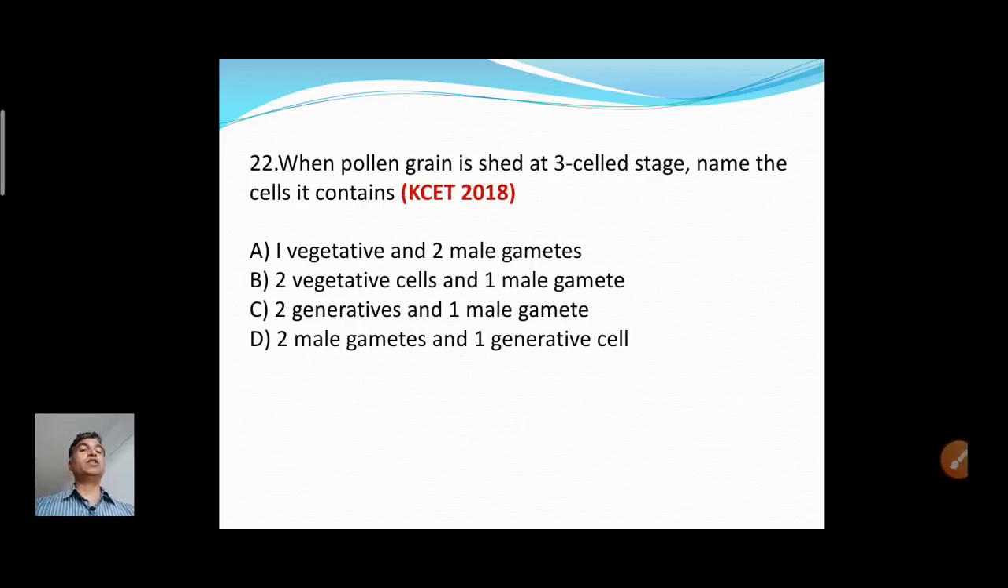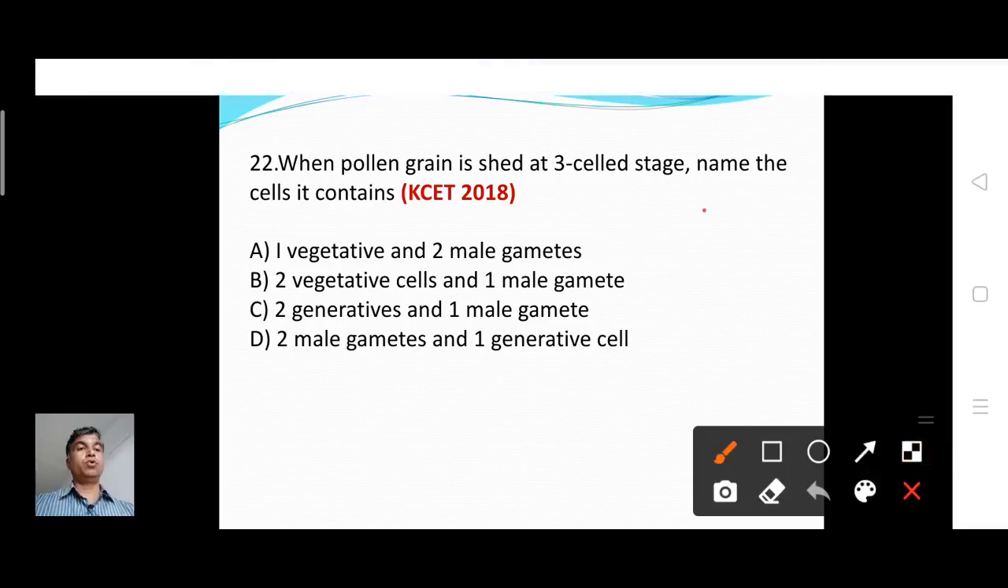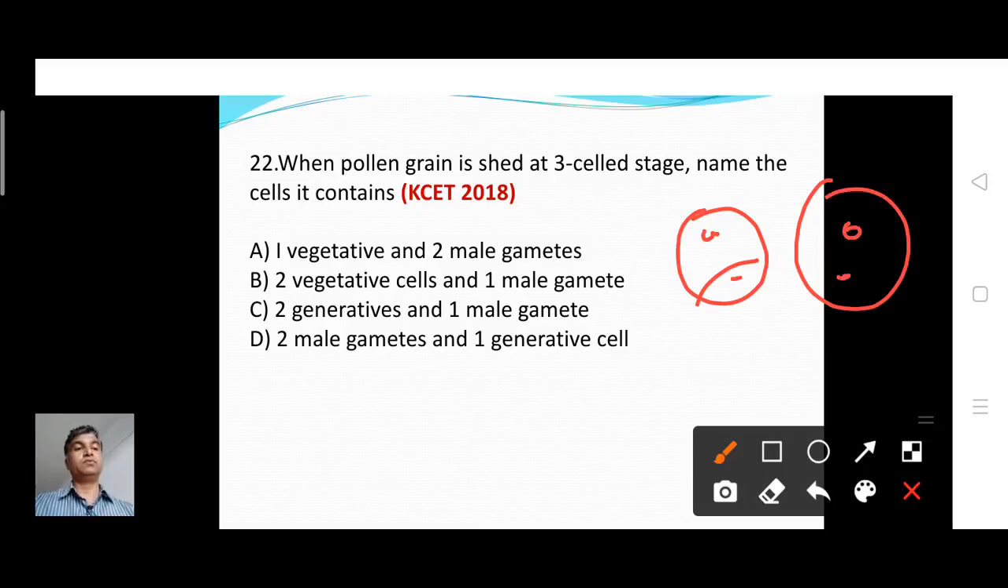Question number 22. When the pollen grain is shed at the 3-celled stage, name the cells it contains. Pollen grains are either 2-celled, containing a vegetative cell and a generative cell, or 3-celled, with 3 nuclei. Which are the 3 nuclei? Option 1: 1 vegetative and 2 male gametes. Yes, this is the correct one.